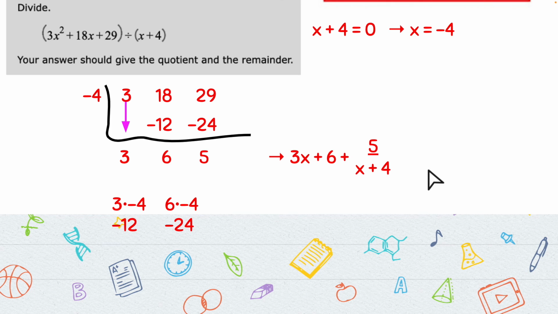All right, so that is synthetic division. I believe we're going to practice this a bit more in the future. This is more of an introduction to it, but there are two methods for dividing polynomials by binomials, and that's long division or synthetic division. You can also use factoring. That's another option. So I hope this helped, and I will see you in the next video.